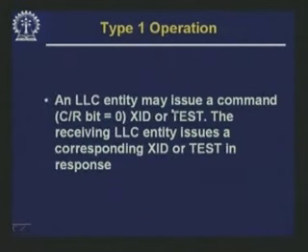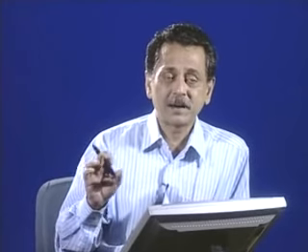An LLC entity may issue a command XID or test. The receiving LLC entity issues a corresponding XID or test in response. Please remember that even if you have unacknowledged data, that means a connectionless kind of service, even then you will have to test the link, see that it is alright, see that the other side is operating, and then only you can send. So checking the link is still necessary whether you have a connection-oriented service or a connectionless service.